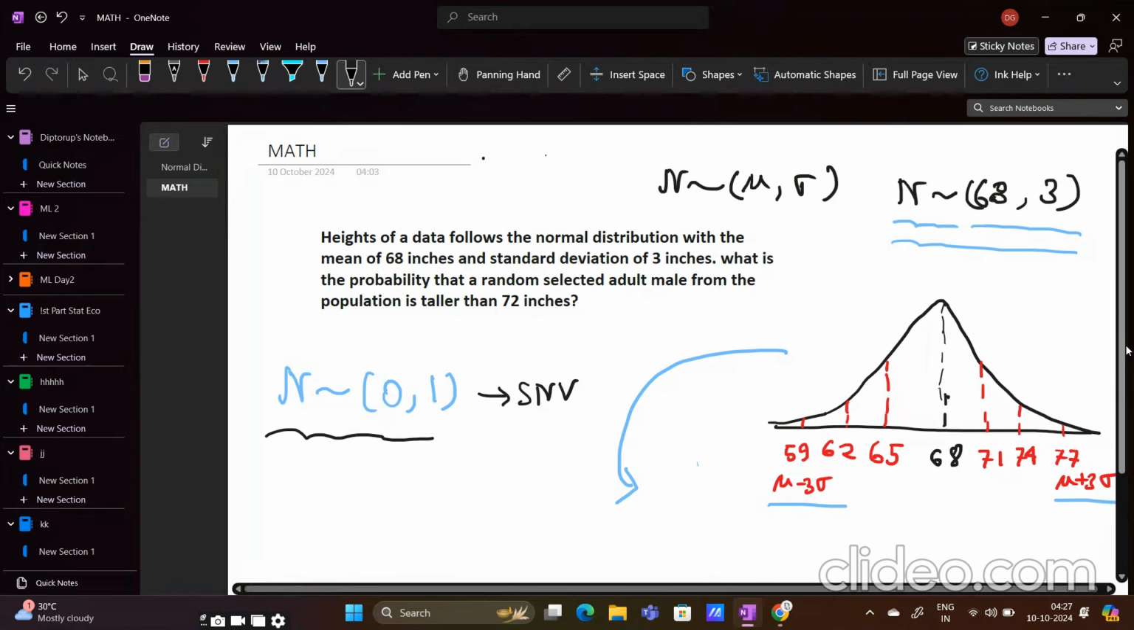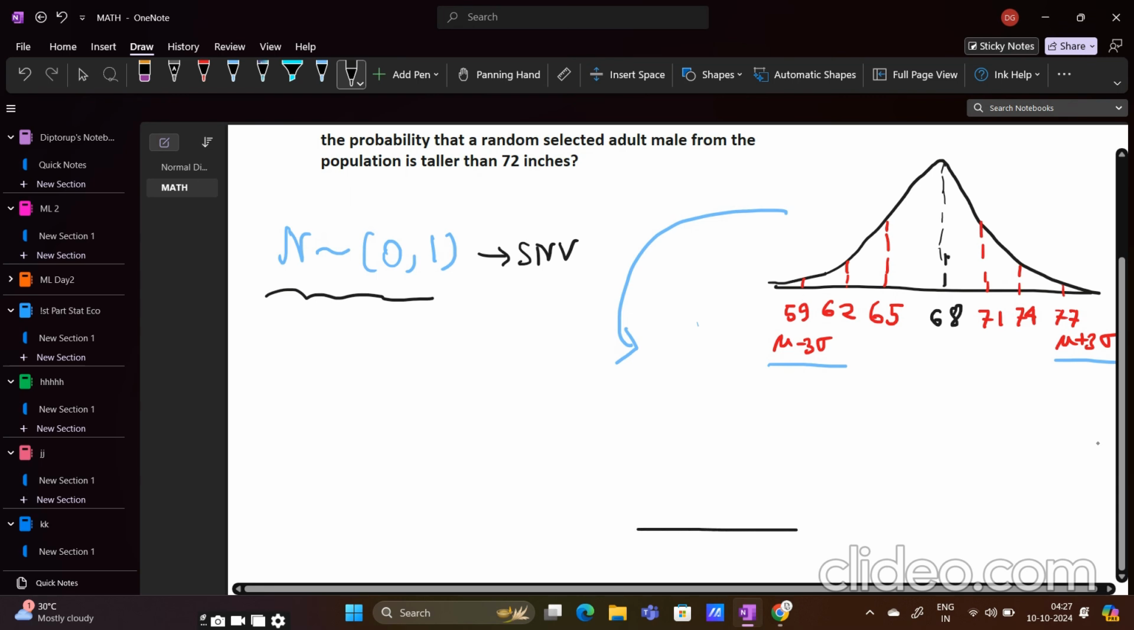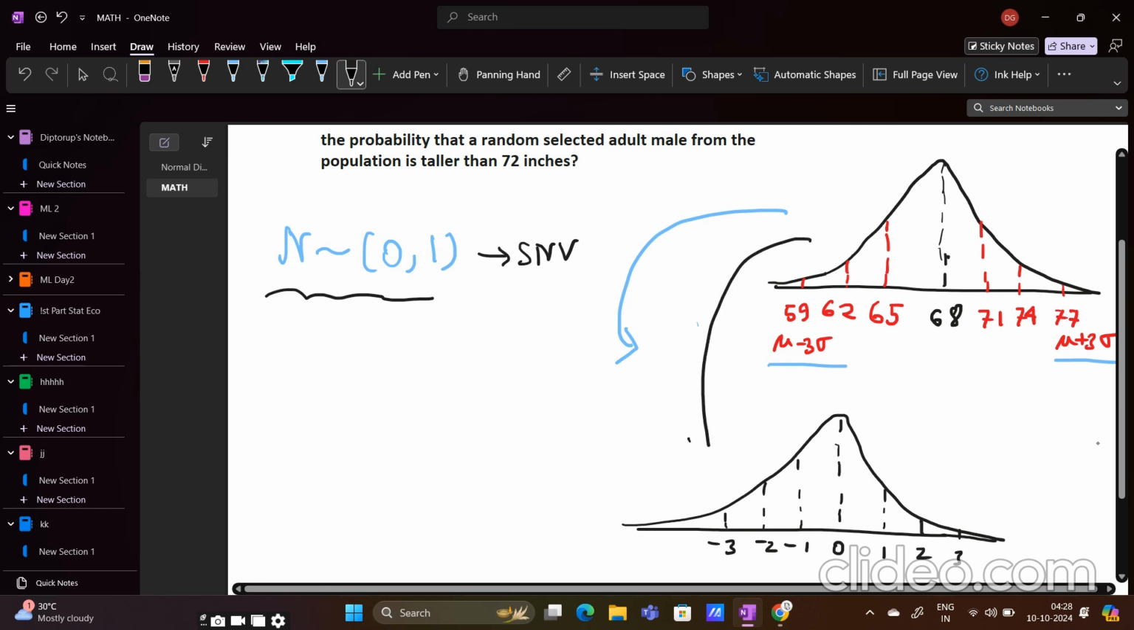So what will that curve look like? That curve will look like this. If I draw it, the only difference between these two curves is that here we have the mean of 0, this will be 1, this will be 2, and this will be 3, and this will be minus 1, this will be minus 2, and this will be minus 3. This will be the only difference. So we basically want this curve to be converted into this curve.